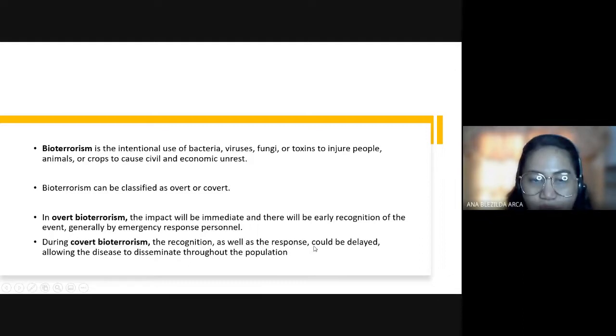Pero kapag naman covert, hindi natin alam. Unti-unti na lang palang kumakalat. Tulad na lang ng nagtapon sila ng microorganism sa tubig, 'di ba? Tapos inom tayo ng inom ng tubig, di natin alam, right? 'Yun ang example ng covert bioterrorism.